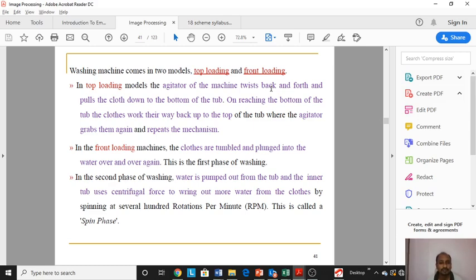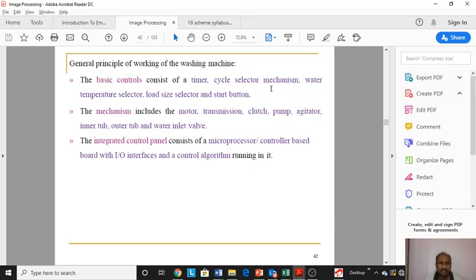So in the second phase of the washing, water is pumped out from the tub, okay, and the inner tub uses centrifugal force to wring out more water from the cloths, right? So now in the second step, what is going to happen is that the tub will rotate very fast so that the water goes outside. Now this is a very basic working principle of your washing machine.